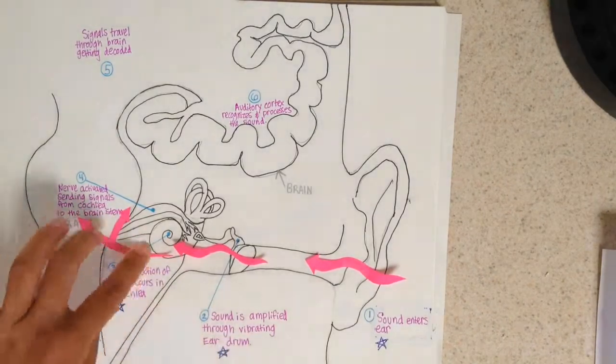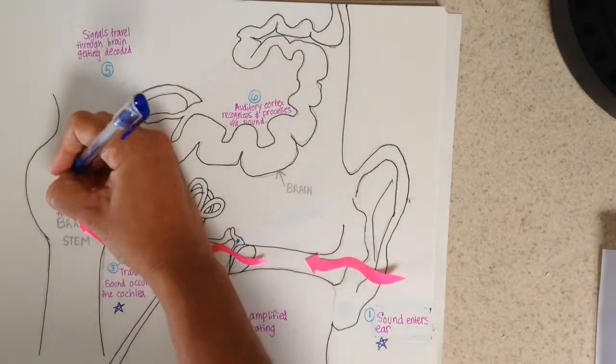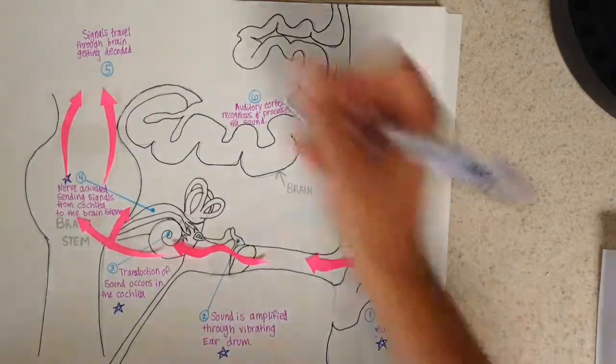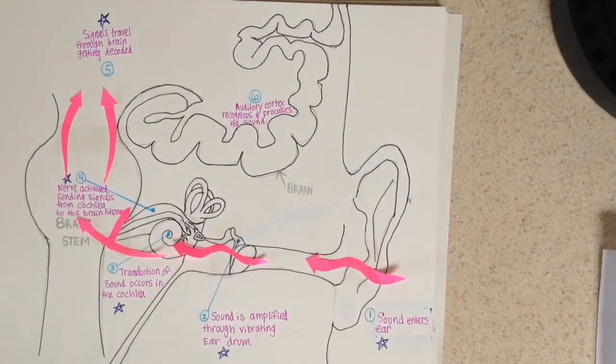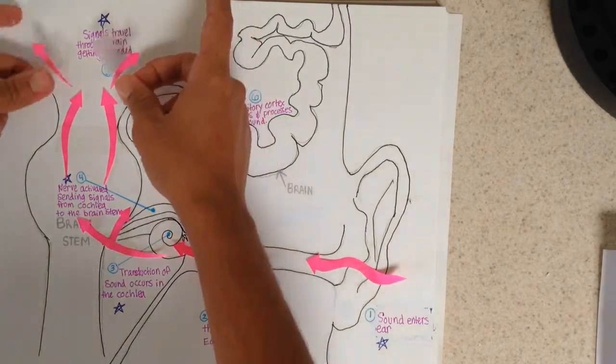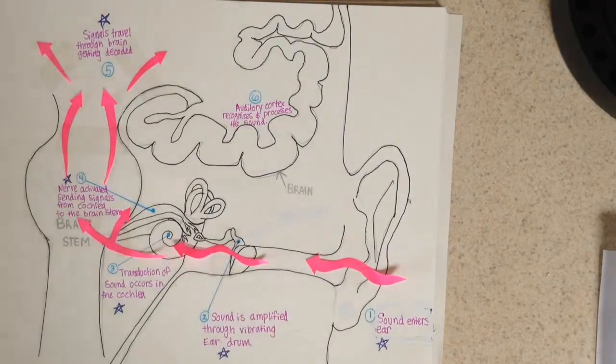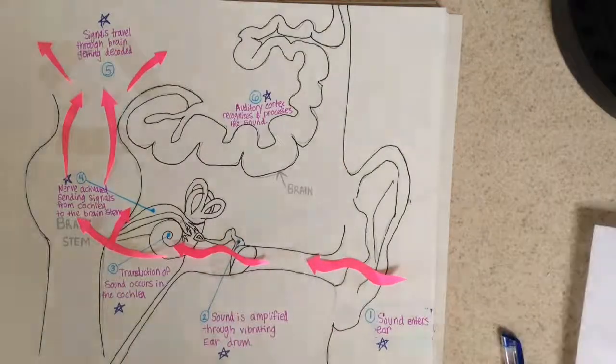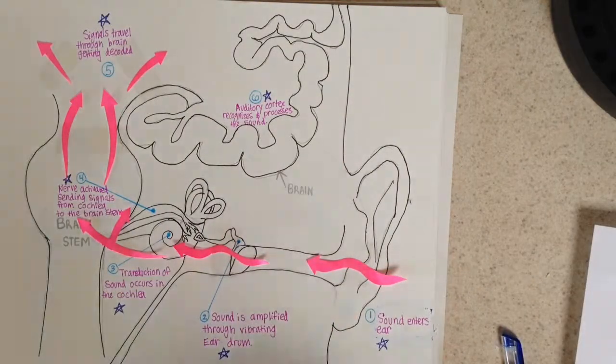Number 4. The vestibular cochlear nerve is activated, sending signals from the cochlea to the brainstem. Number 5. Signals travel through the brain, getting decoded along the way. Number 6. The signal travels to the auditory cortex where it recognizes and processes sound.